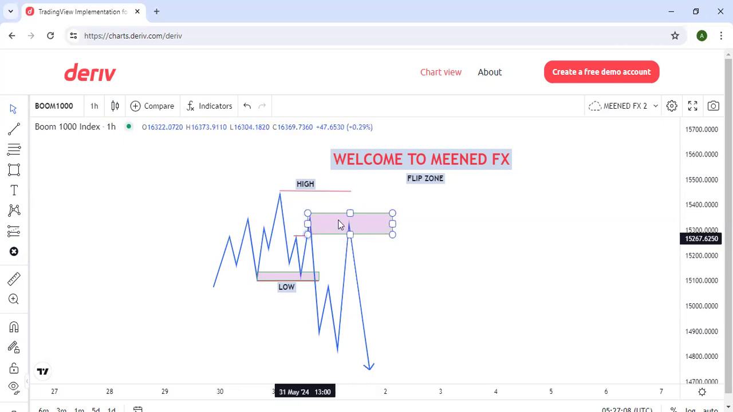I use it a lot. So yeah, this is a model for entry for me. If I see this within my higher time frame zone on lower time frame, I take it. I take advantage of it. Because I know you understand this, let's just go straight to the chart.